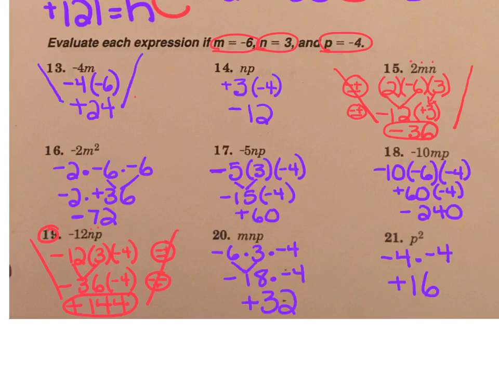You should have gotten a positive 24 for 13, a negative 12 for 14, a negative 72 for 16, for 17, 60 or a positive 60, for number 18, a negative 240, for number 20, a positive 32, and finally, for number 21, a positive 16.